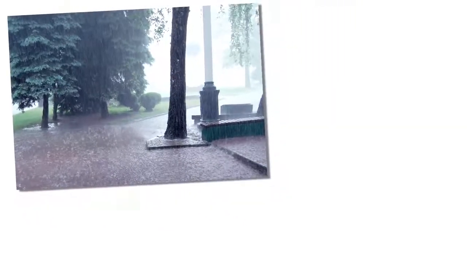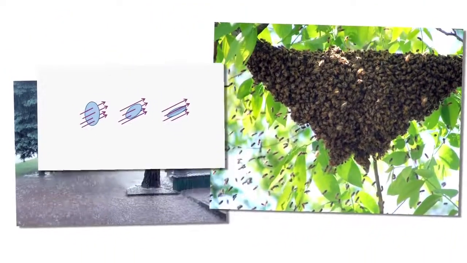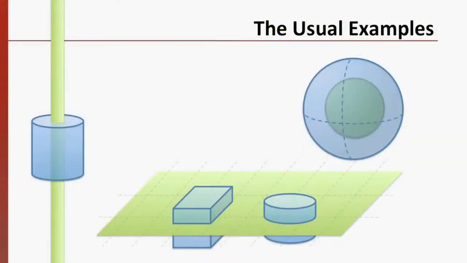What do rain, bees, and vectors have in common? They're all ways that MIT physicists visualize the concept of flux. In this video, we'll explore flux as it relates to Gauss's law.